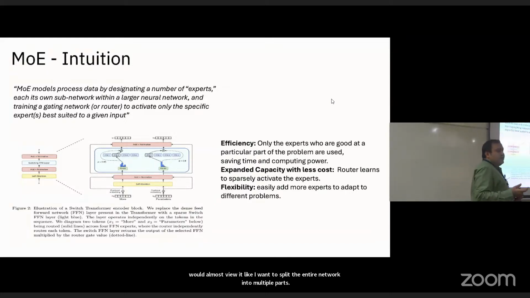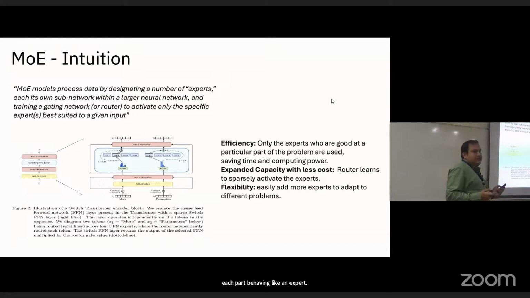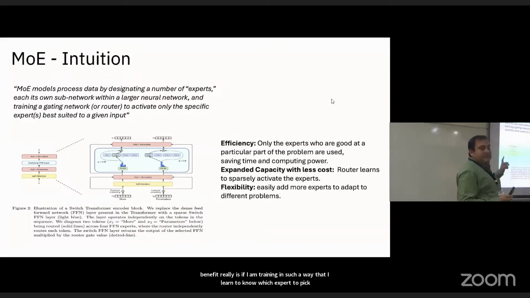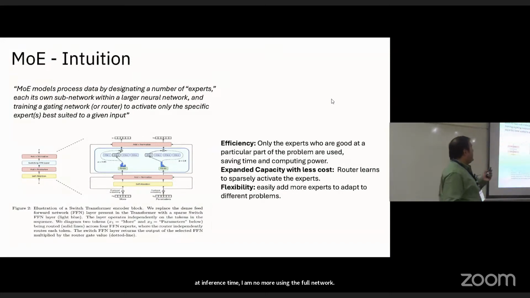Now, what do I get out of it? The benefit really is, if I am training in such a way that I learn which expert to pick for a specific task or specific part of the input, then at inference time, I am no more using the full network. So the huge benefit is that it gives you an expanded capacity, but at runtime, only a part of the experts, learned during training, are getting used. So it hugely brings down the inference cost.